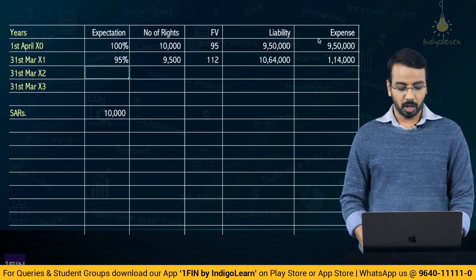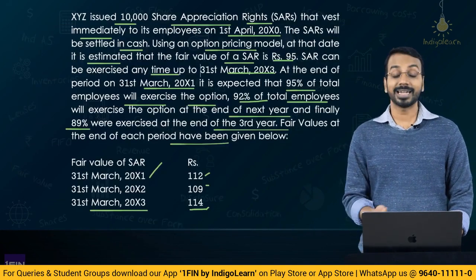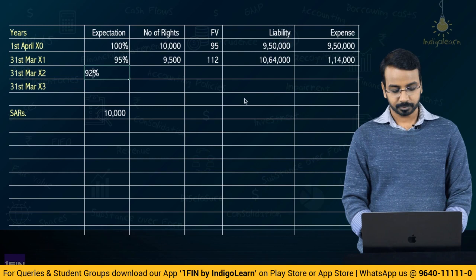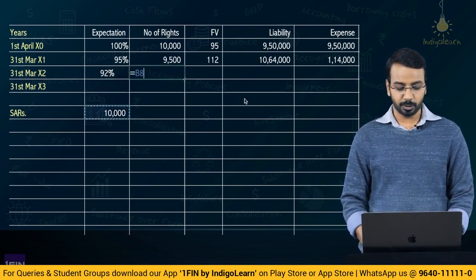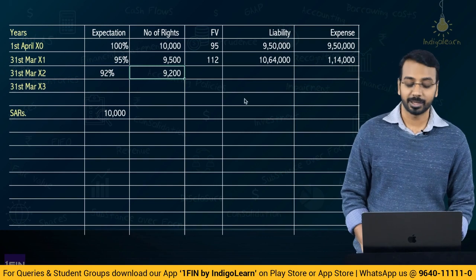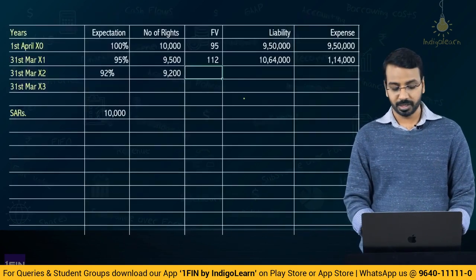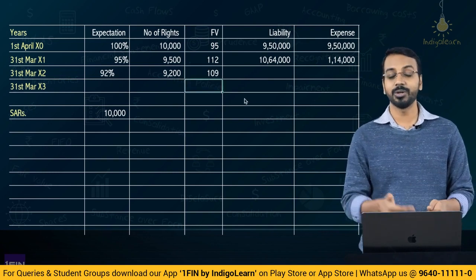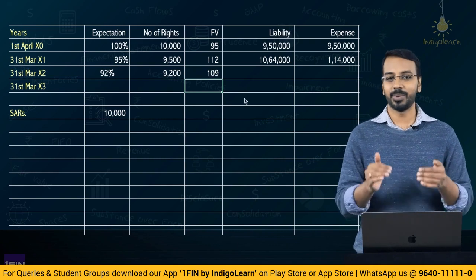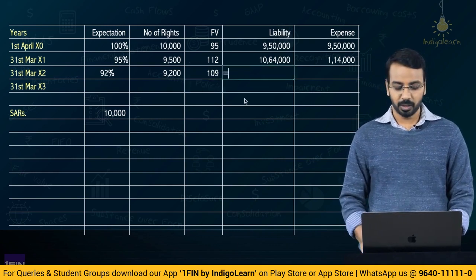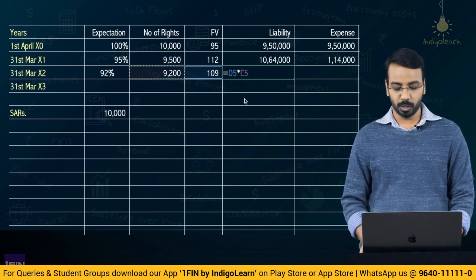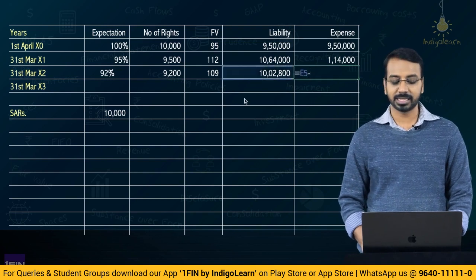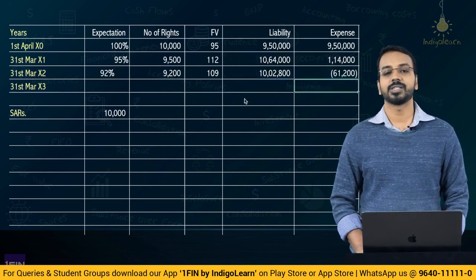Then moving on to 31st March of year 2, we expect that 92% of employees will exercise the option. So this is 10,000 multiplied by 92%, that comes to 9,200, and now fair value has come down to 109. Now, what does this mean? The number of rights going down and fair value also going down means the liability is reduced. Now, what will be the liability? 109 multiplied by 9,200, the liability will be 10,02,800, and there is a reduction of 10,64,000 minus 10,02,800, a reduction of 61,200.